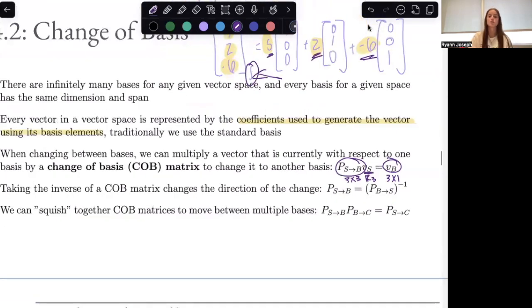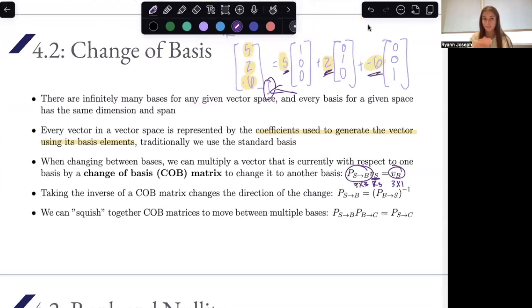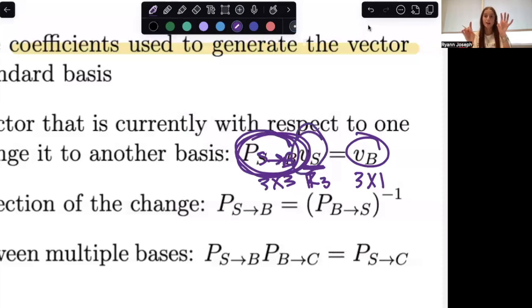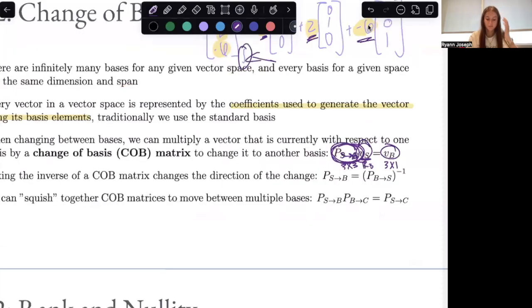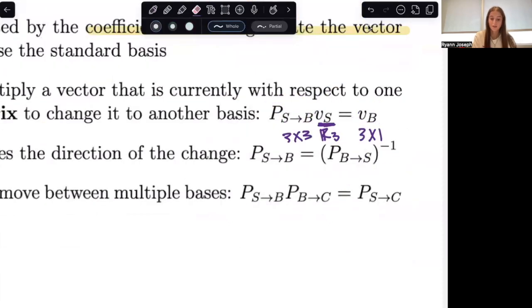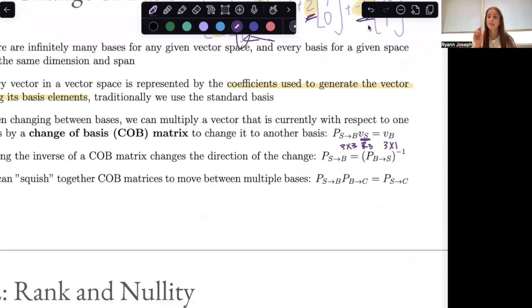So the change of basis matrix changes between the bases. The change of basis matrix is directional. This matrix, whatever it is, goes from S to B. It does not go from B to S. So you take a vector that is in S, you multiply it by that matrix on the left, and you get the resultant vector. However, let's say you need to go the other way. If I want to get something from B to S, I can take that change of basis matrix and take the inverse of it.